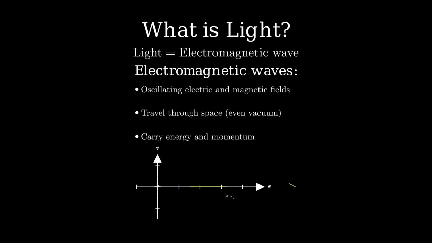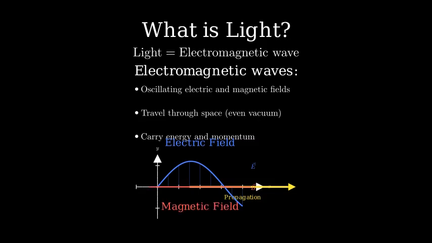Let's visualize an electromagnetic wave. The blue wave represents the electric field, which oscillates in one direction. The red wave represents the magnetic field, which oscillates perpendicular to the electric field. Both fields are perpendicular to the direction of wave propagation, which in this case is along the x-axis. This is what we call a transverse wave.